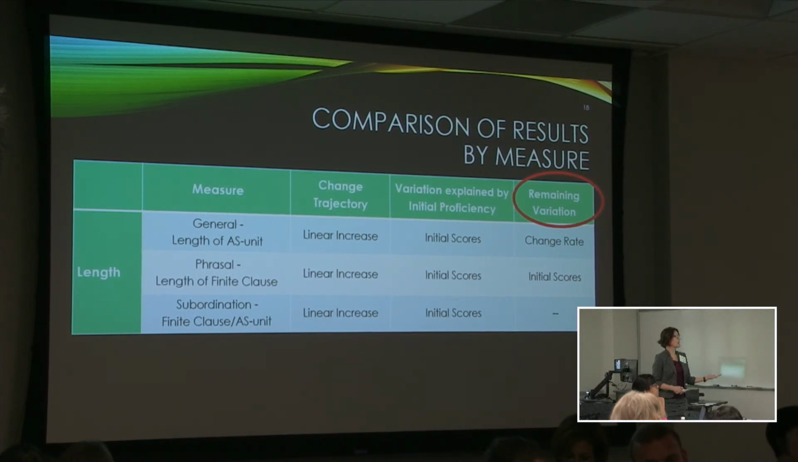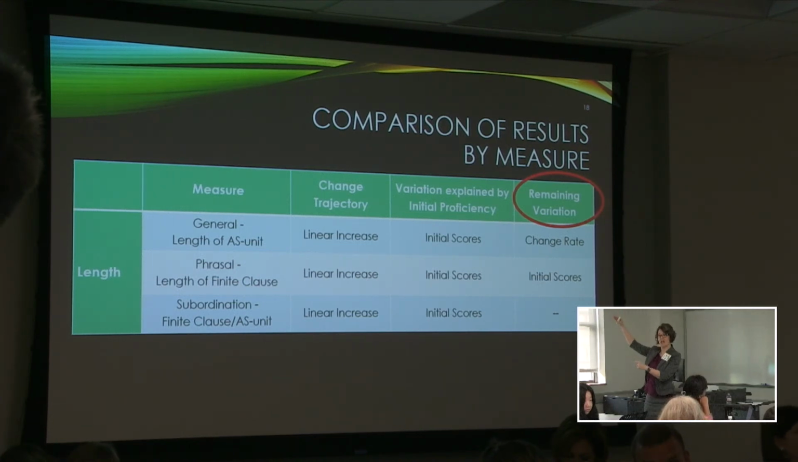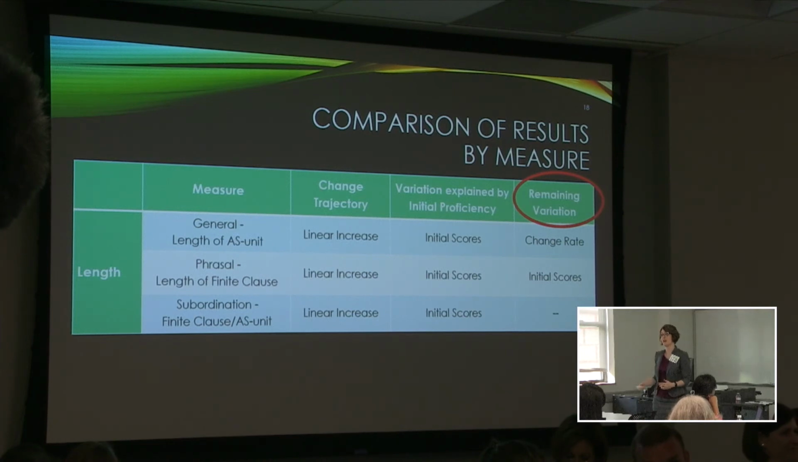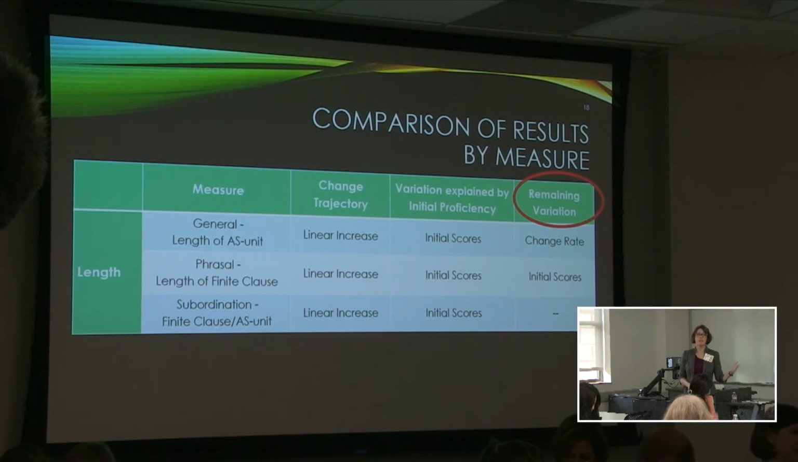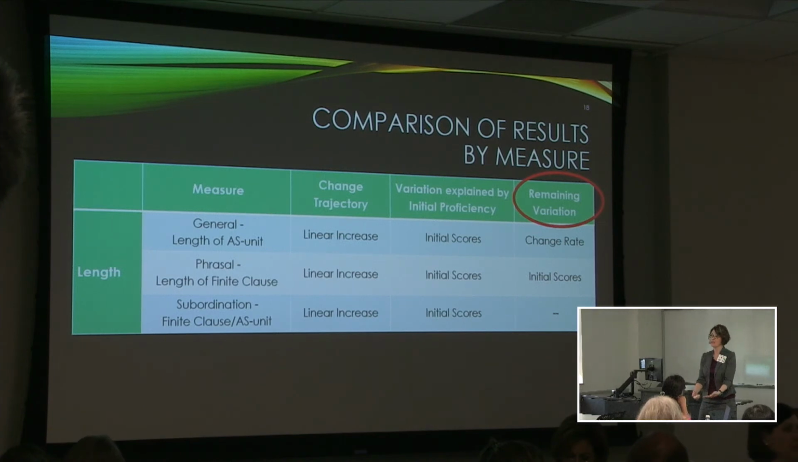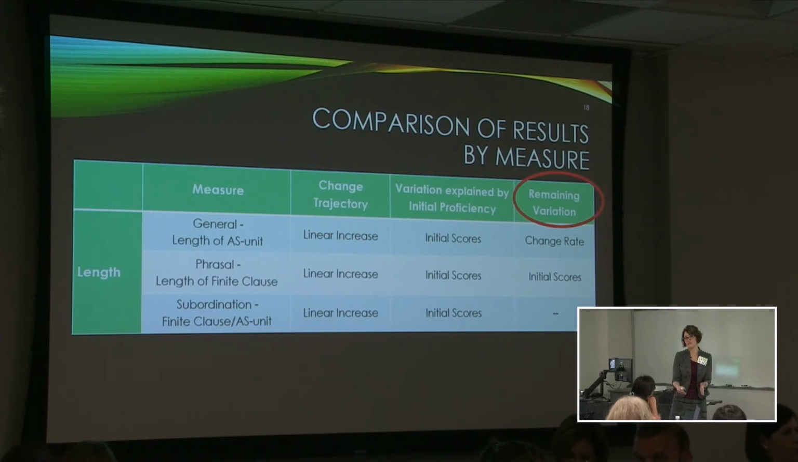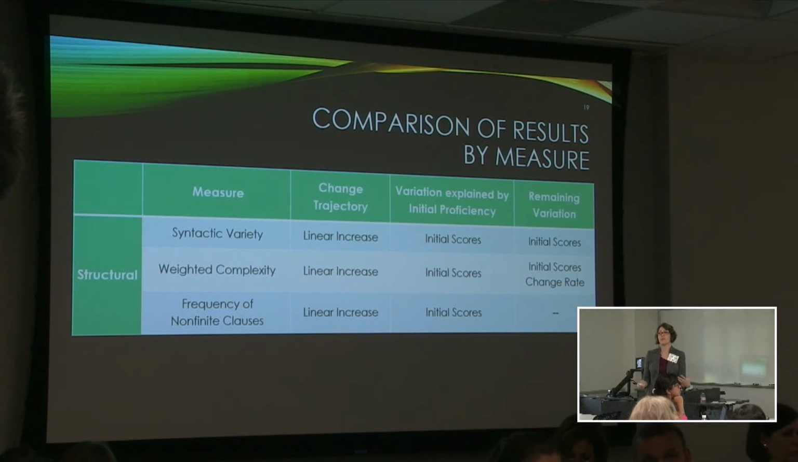In the length of AS units, there was still a very unexplained variation in the change rate. So some students increased how long their AS units were, and some really shot up. So there was variation and change over time. For the phrasal complexity, the length of the finite clauses, there were still differences in the initial scores. So upon arriving at the intensive English program, some students created longer finite clauses right in the beginning. Unexplained. Okay, so that was the length measures.